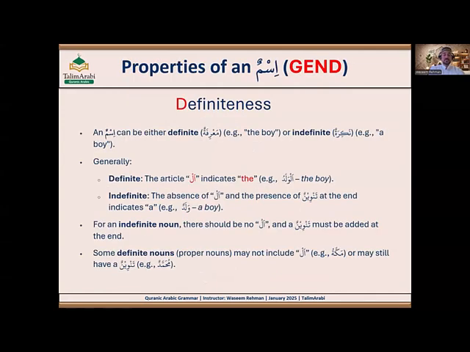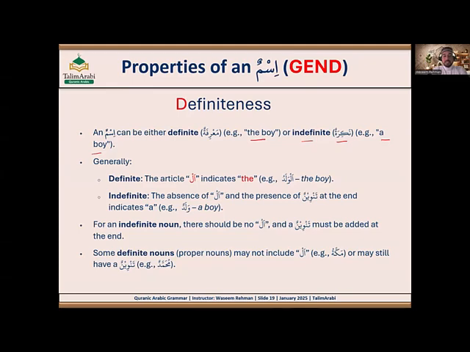So the first property that we're going to learn today is definiteness. An ism can be either definite or indefinite, as in the previous slide we saw, right? So either it will be marifa or nakira. If you compare with English, like the boy, or a boy. With the, it's definite or marifa, and with a, it's nakira or indefinite. That's the difference, kind of similar to English.